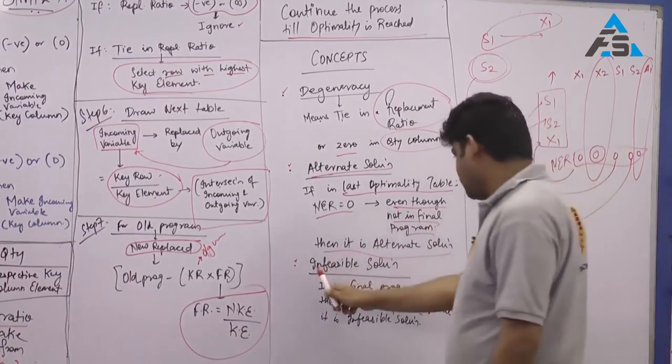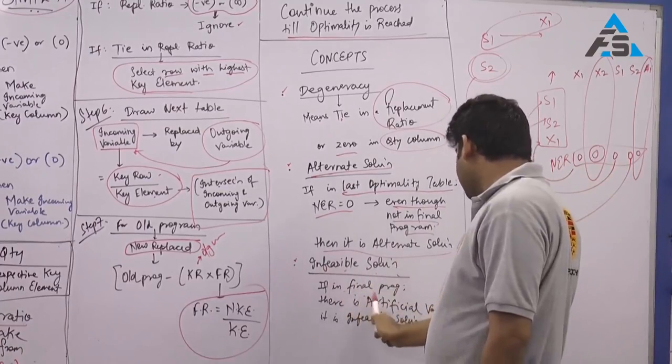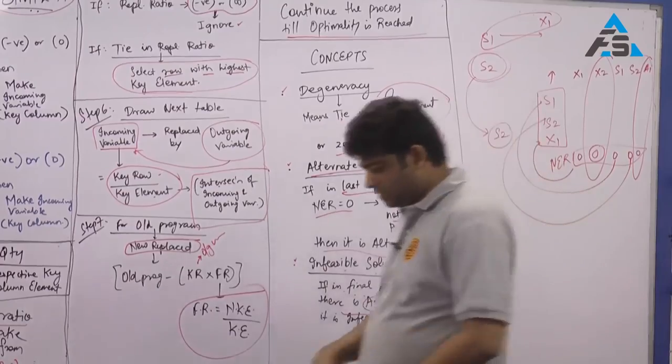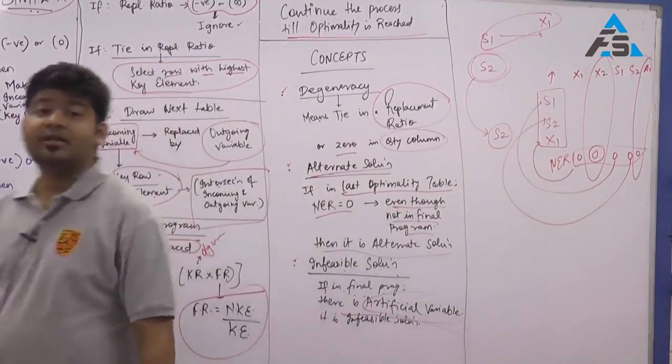And last concept, infeasible solution. If in the final program there is an artificial variable, we will say that the solution is infeasible.